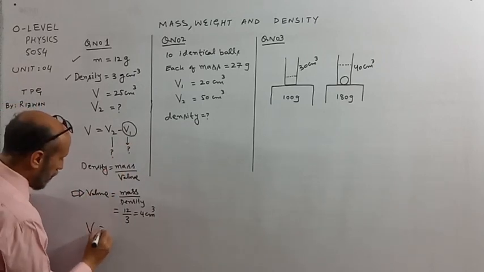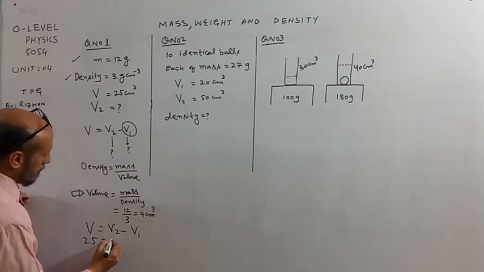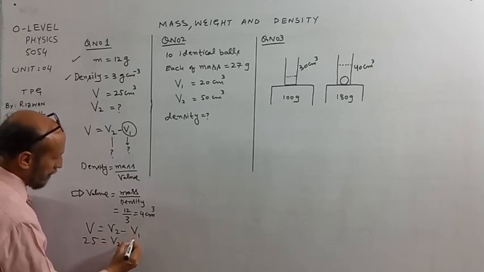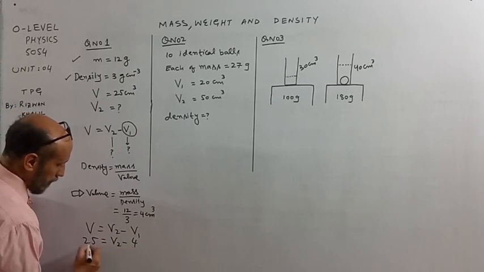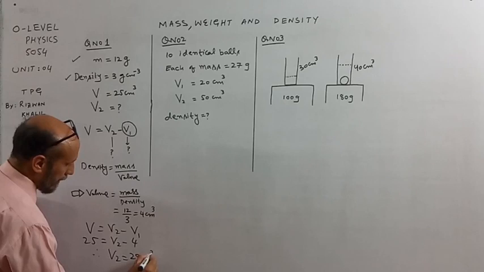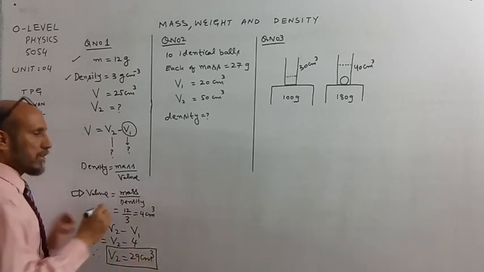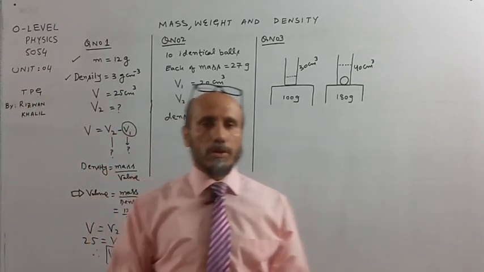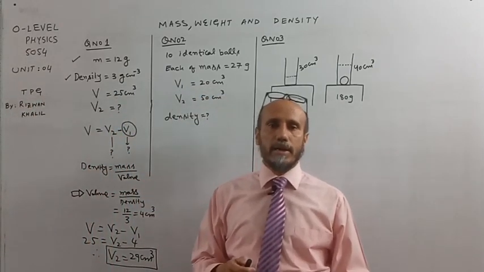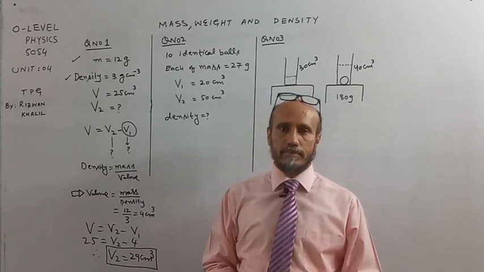V is equal to V2 minus V1. The value of V was 25. V2 was unknown. The value of V1 was 4. So therefore 25 plus 4 is equal to 29 cubic centimeter. In this way, density was given, mass was given, volume was given, and we had to find the new volume of the liquid when the object was immersed in the measuring cylinder.